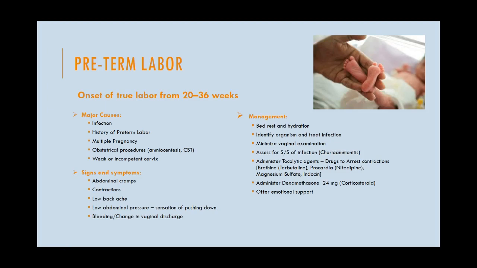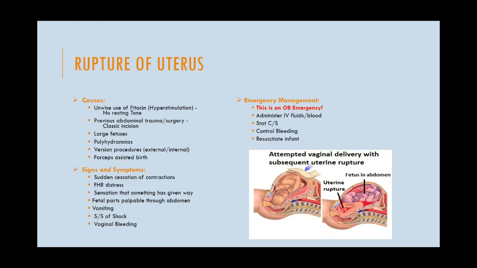Because if we know that the baby is going to deliver early or preterm, then we want to give it the best chance possible respiratory-wise. So we're going to try to get those lungs to mature much quicker, which is why we do the steroids. And obviously we have to offer emotional support, because preterm labor and having a preterm infant is not what anybody expects whenever they get pregnant. And it's a very stressful time.